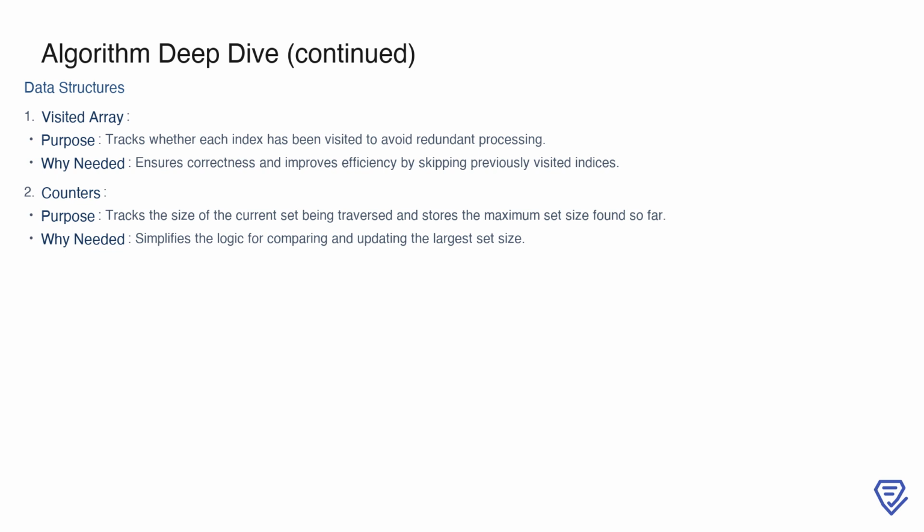Additionally, we use counters to manage the logic of the algorithm. The size counter keeps track of the number of indices in the current cycle during a traversal, while the max_size counter stores the largest cycle size encountered so far.